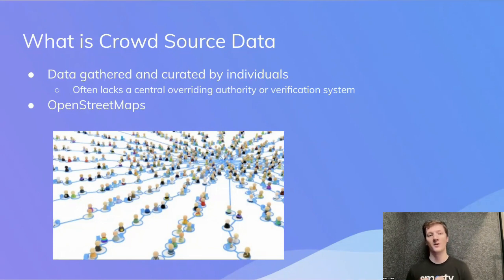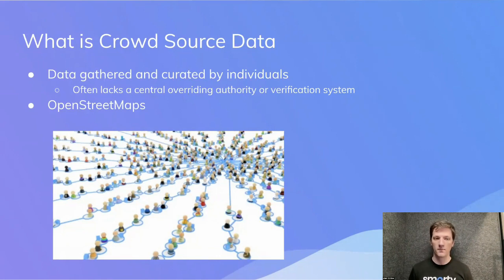That differs from crowdsourced data, which is what we're going to be focusing on, where the data is curated by the same individuals in the community that are gathering and supplying the data. This has a lack of a central overriding authority or verification system. If you think of Wikipedia and how it operates, that is essentially the model that we are going to be talking about. Now, us as Smarty, we are an address company here, and so I feel the most qualified to talk about OpenStreetMap as sort of our gold standard for crowdsourced data in this industry.